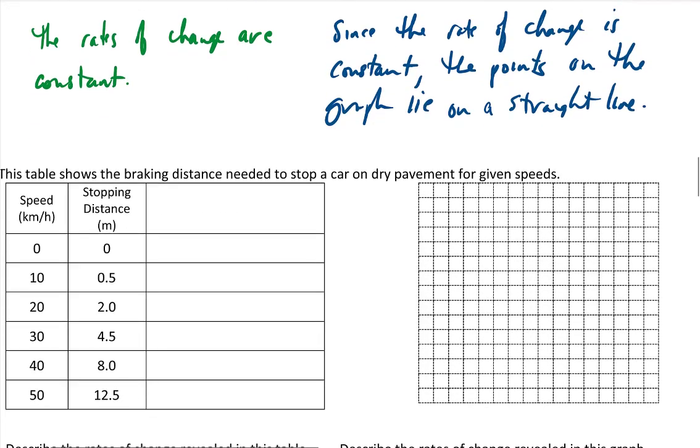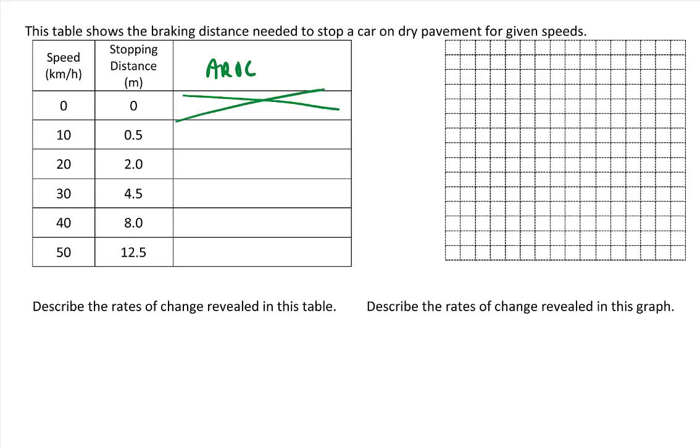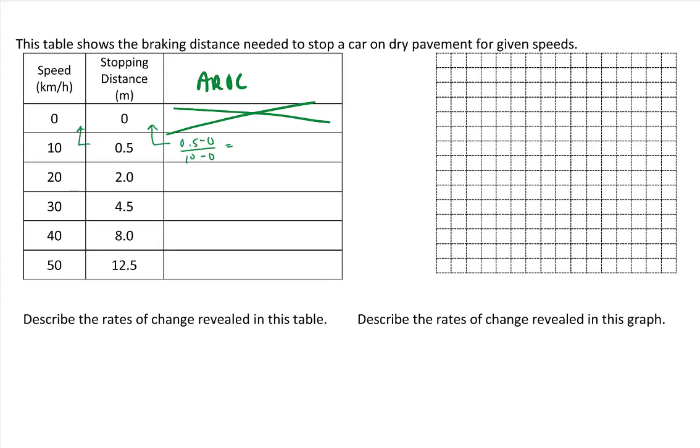All right, let's try the next one. This table shows the braking distance needed to stop a car on dry pavement for given speeds. Same as above, if I want to find the average rate of change, all I need to do is go over and take the two y values, so 0.5 minus 0, and divide them by the two x values, 10 minus 0. And if I do 0.5 divided by 10, that gives me a rate of change of 0.05.